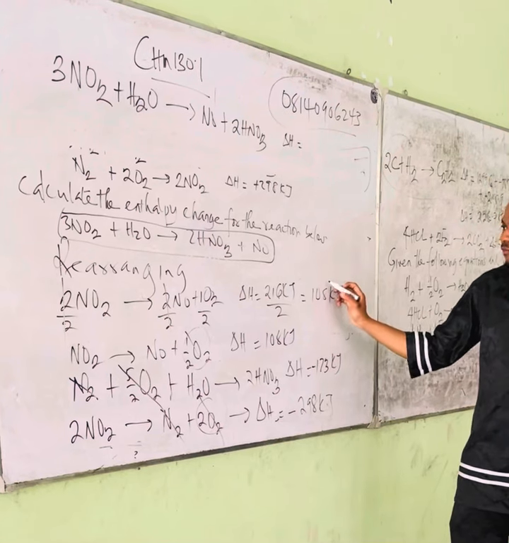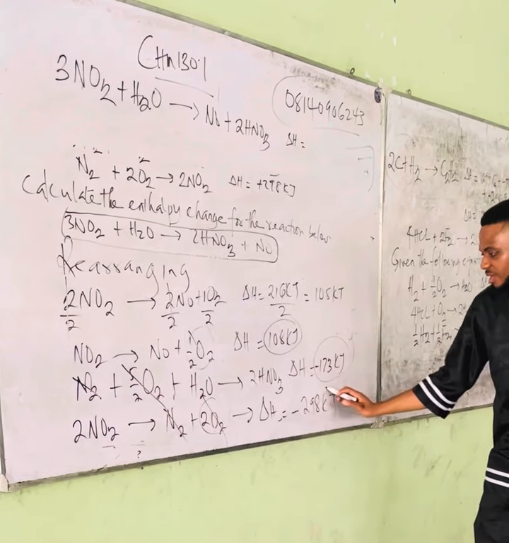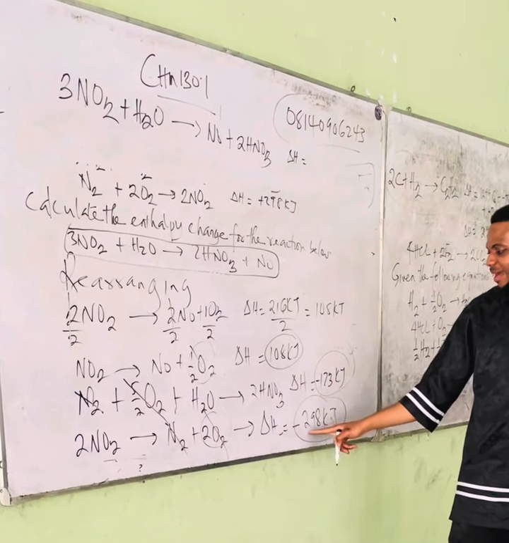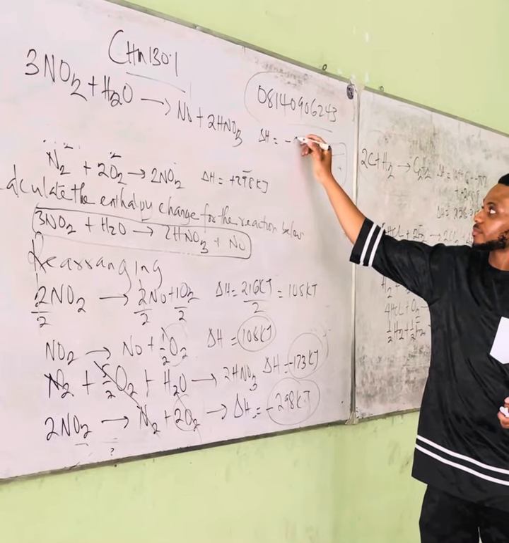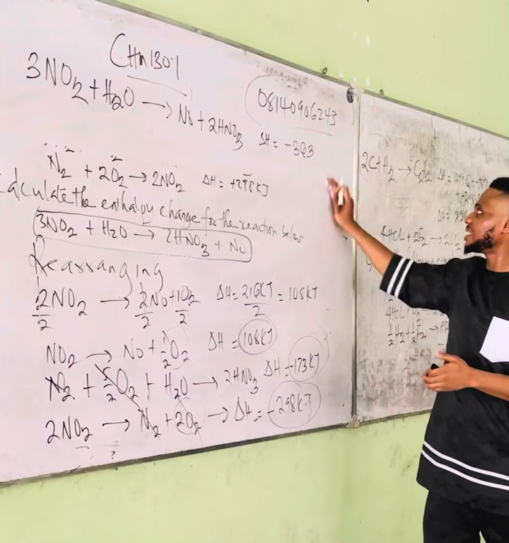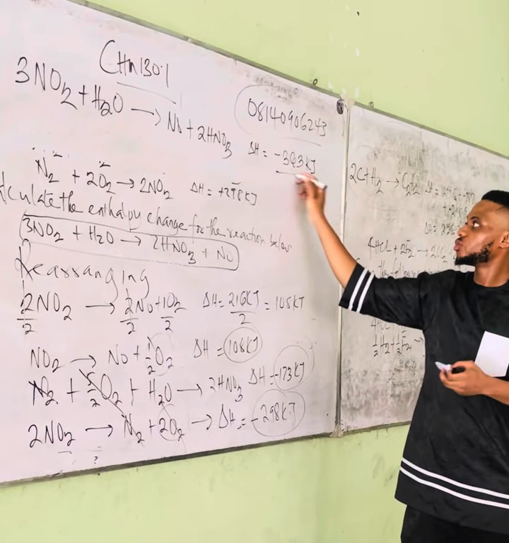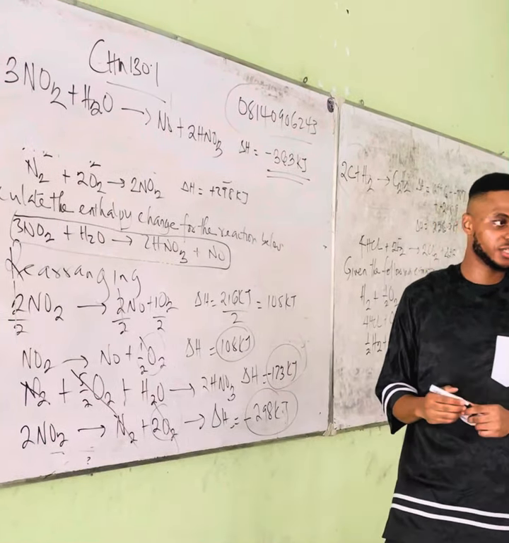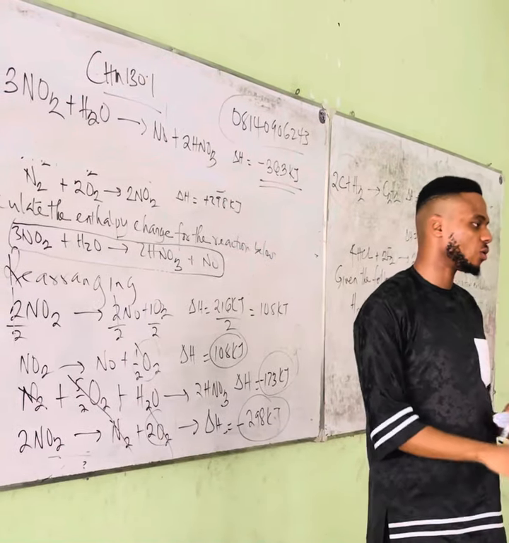So we have 1 over 8, remember, we have minus 173, and we have minus 298. 1 over 8 minus 173 minus 298 will give us what? Minus 363 point what? Any decimal? Just minus 363 kilojoules. So this is the delta H for the general reaction. Alright? So that is that for this particular question on Hess law.